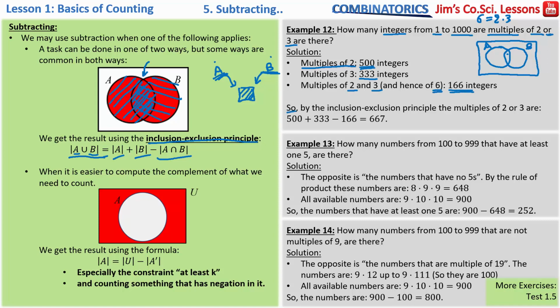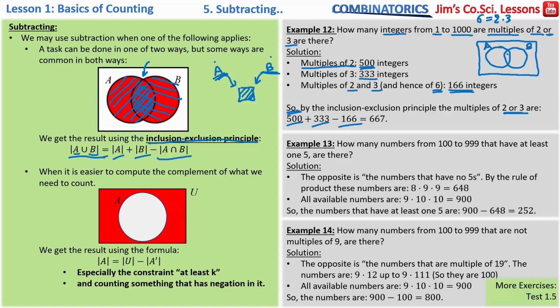So we now use the inclusion-exclusion principle. You noted that I'm not using the rule of sum, but the inclusion-exclusion principle. The numbers that are multiples of 2 or 3 are counted by adding the multiples of 2, adding the multiples of 3, and subtracting the multiples of 6.